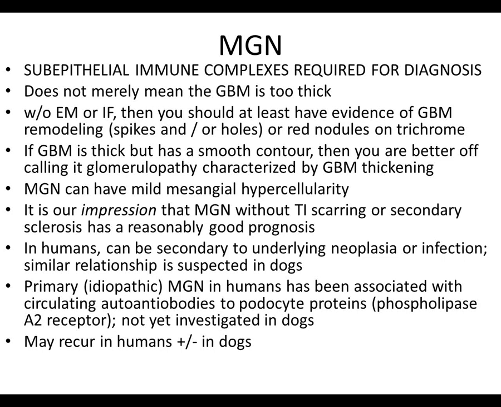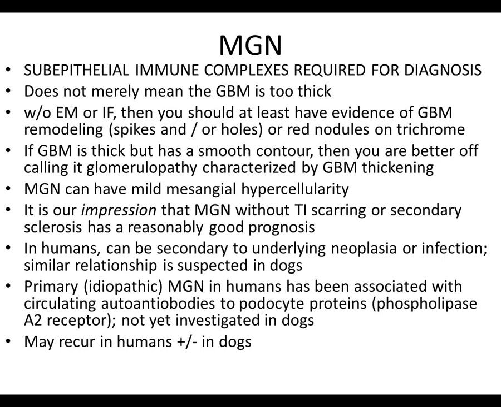And then I put in italics that it's our impression, and that's just based on what George and I see and Mary and I see at the veterinary renal pathology service, that if you have a membranous diagnosis and you have very little tubulointerstitial scarring, you probably have a reasonably good prognosis, especially if you treat with immunosuppressive therapy, because there's really no scarring yet in the specimen. So it is our impression at our service that it seems to have a pretty good prognosis, and that's the impression in humans as well.